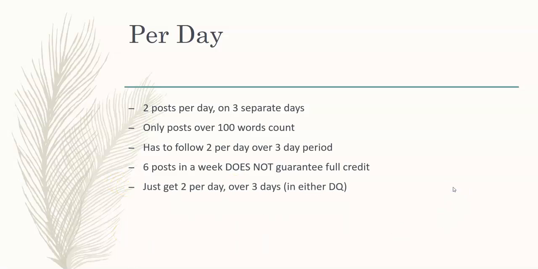Okay. So you can also get 2 per day in either DQ. Sometimes students will ask, do I have to do 6 in DQ1 and 6 in DQ2? No. It's not like that. It's 2 per day. It ends up being 6 at the end of the week, but when students hear all I got to do is get 6 posts, that doesn't necessarily mean you're in full credit. Let me go ahead and go over some of the examples for you.